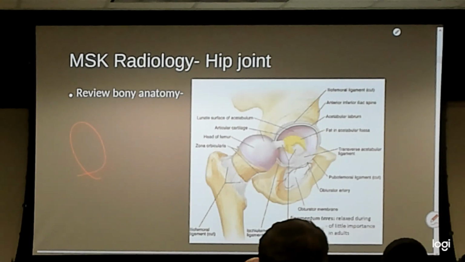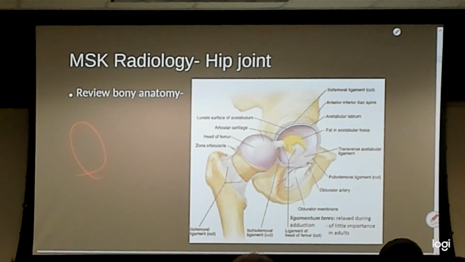We also talked about the neck of the femur, and then the capsule is very interesting in the hip. It actually goes all the way back to the end of the neck of the femur.